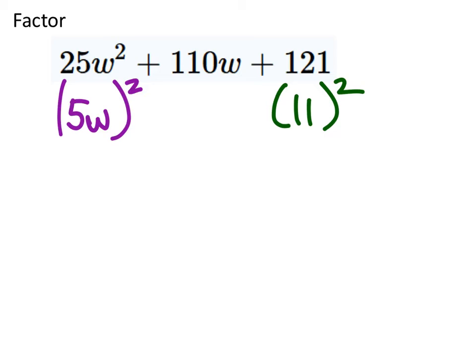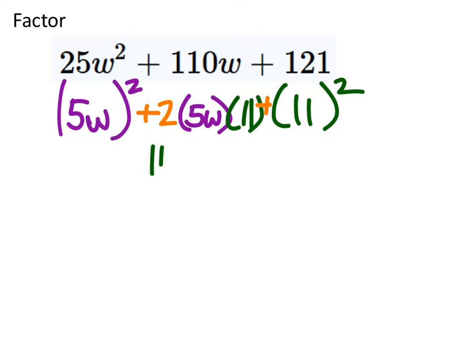So we should just check to make sure that 2 times a times b is 110w. So what would that be? That would be plus 2 times a, 5w, times b, which is 11. And then we would add that stuff as well. Well, 2 times 5 times 11 is 110. And then we still have that w, so that does check off.